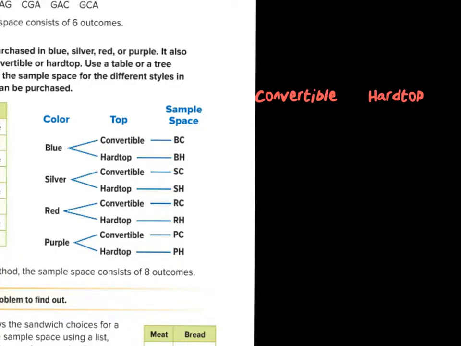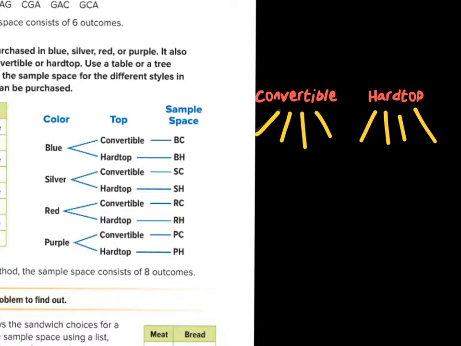The tree diagram could also look like this. Now I'd like to mention why it's called the tree diagram. You see how it branches out, like trees branch out? We could also do it like this, where we have convertible and hardtop. And we know that for convertible and hardtop, we have 4 options for each one, right? 1, 2, 3, 4, 1, 2, 3, 4, right?